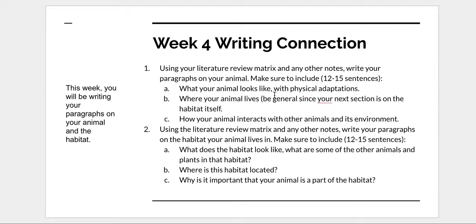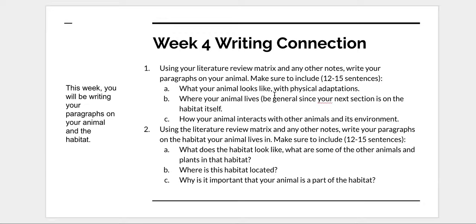And the different things that I want you to include in this section of your paper are what your animal looks like with physical adaptations, where your animal lives, and be very general since your next section is going to be on the habitat itself, so where in the world it lives, not necessarily what type of forest or those types of things. And I want you then to include how your animal interacts with other animals and its environment. So that's going to be the behavioral adaptations. So this is where you can talk about how they treat their young, or how many young they have, but how they work together with other animals.